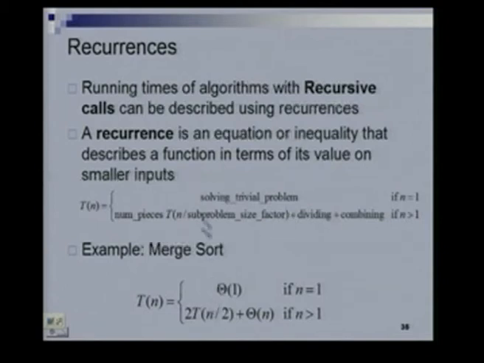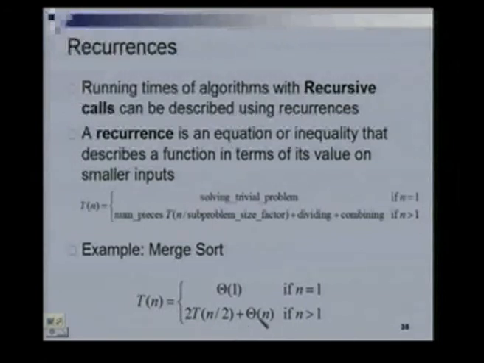So, for instance, for the merge sort problem, we divided the problem into 2 pieces, and each of the pieces was of size n by 2. So, the time required to solve a problem of size n by 2, to merge sort n by 2 elements, will be t of n by 2, if t of n denotes the time required to merge sort n elements. We are using t of n to denote the time required, or the number of comparisons required, to merge sort n elements. So, this is the kind of recurrence we get.